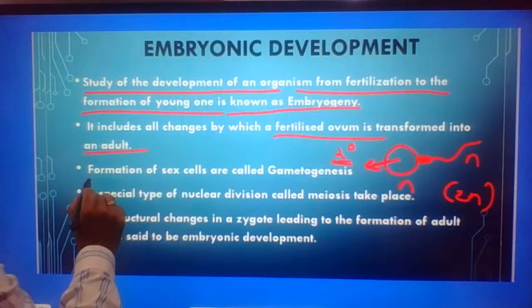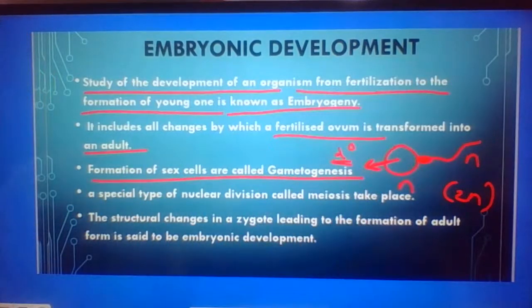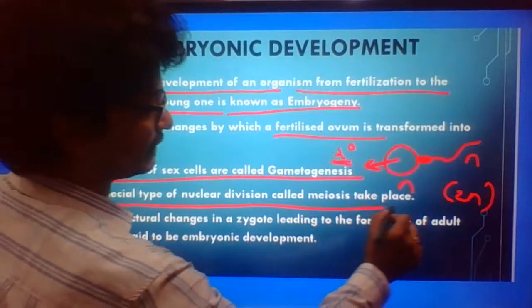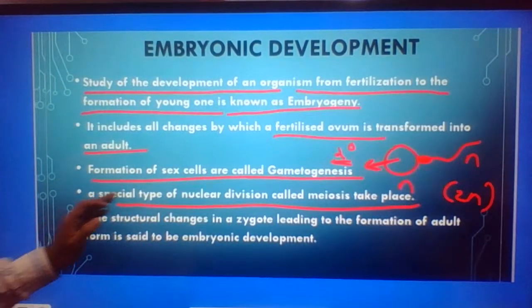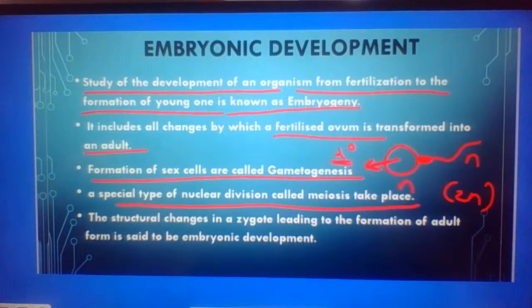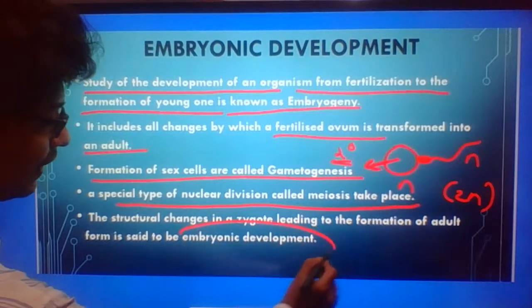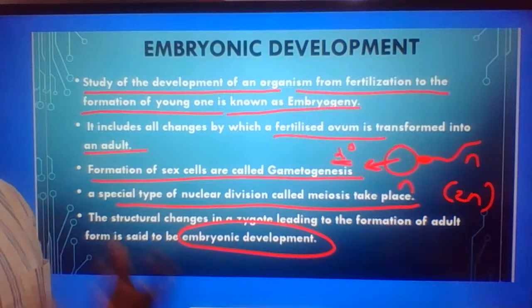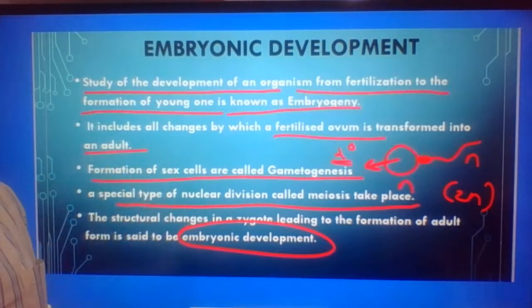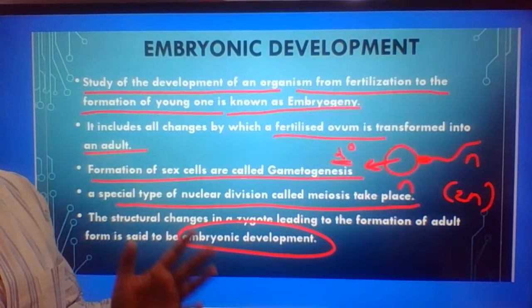Right? So the formation of sex cells is called gametogenesis. A special type of nuclear division called meiosis takes place in this case. Then the structural changes in a zygote leading to the formation of the adult form is said to be embryonic development. From one single haploid gamete, tissues, organs, a complete embryo forms, and that leads to the formation of a fetus.